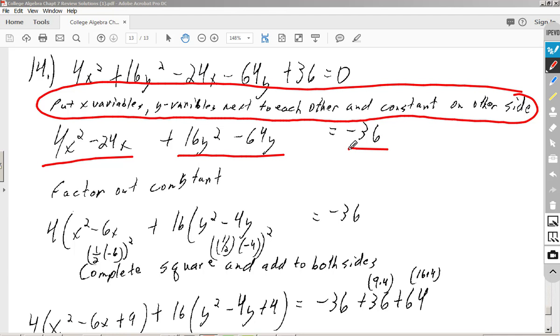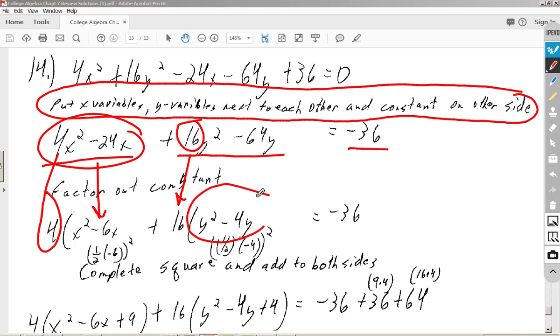I'm going to factor out my constants. So I factor out this 4, and when I do that, I'm left with x² - 6x. I'm going to factor out this 16, and when I do that, I'm left with y² - 4y. And then I move this constant to the other side, which is going to be negative 36.